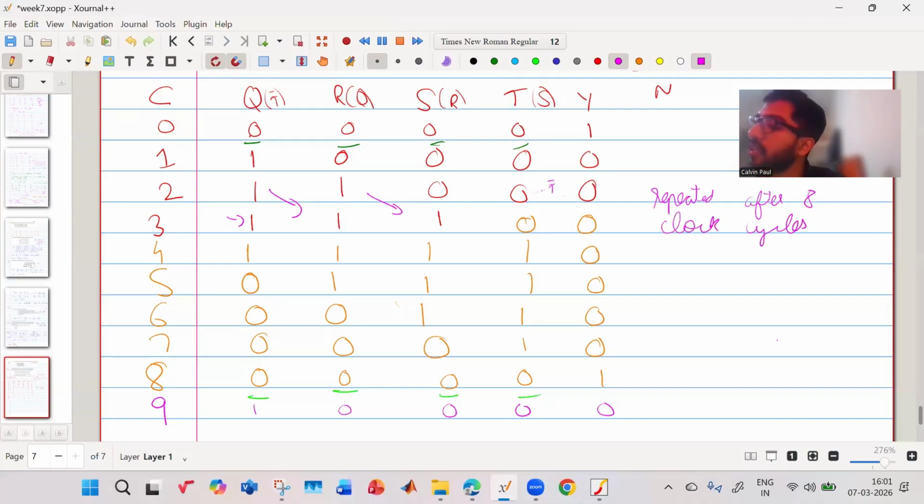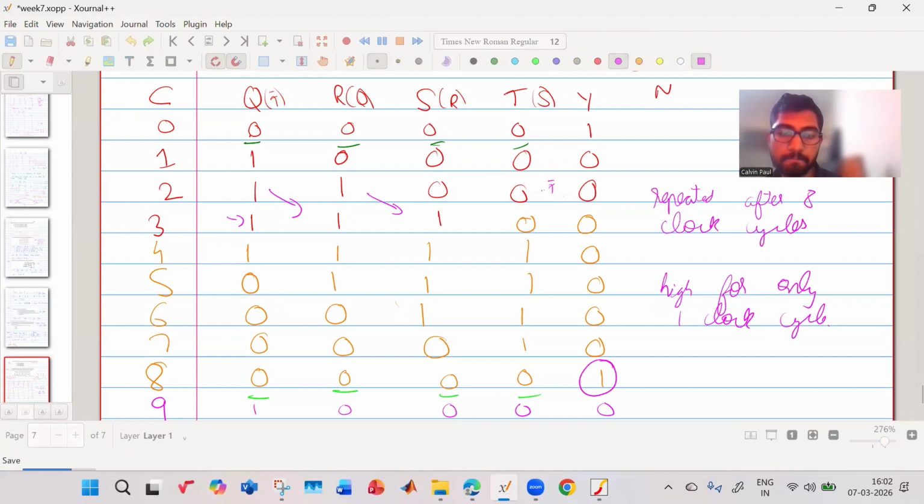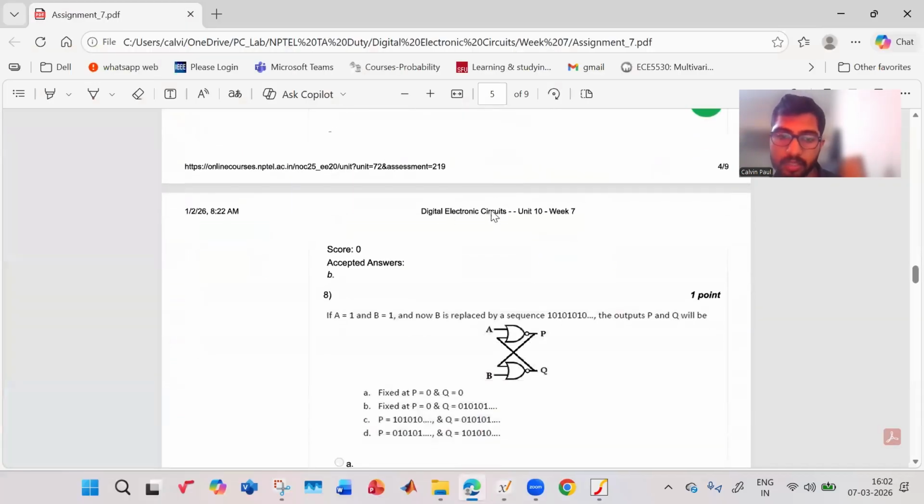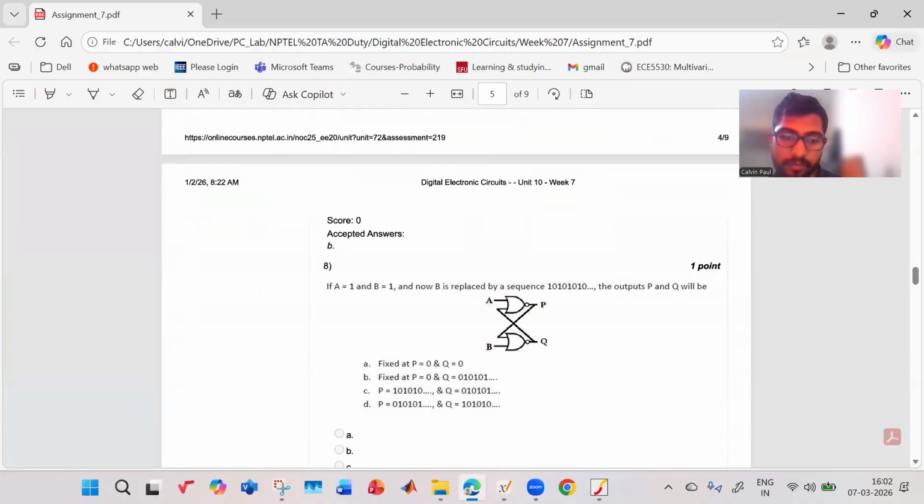Now, you must find out for how many clock cycles the output is high. Out of all your 8 clock cycles, it is high for only 1 clock cycle. So let us go for the next circuit.